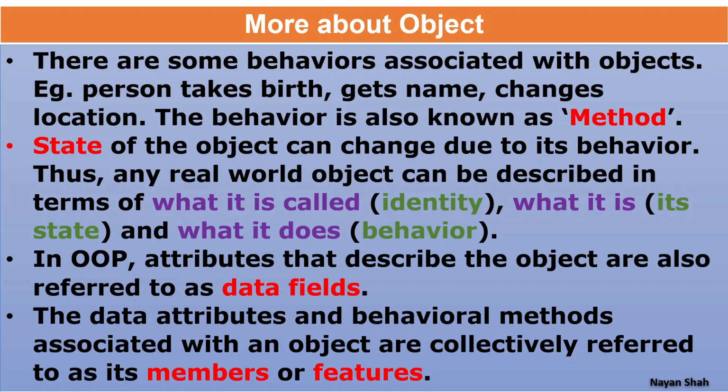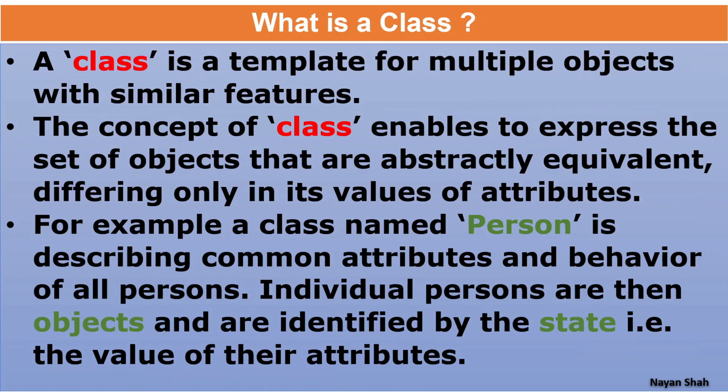Once again, an object. An object can have a name. The object will have some state, that is its attributes, and it will have some behavior. State and behavior together of any object are collectively referred to as members or features.